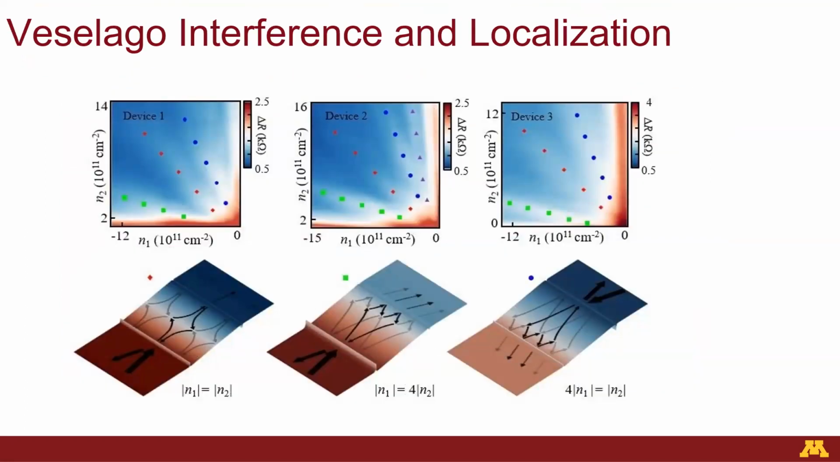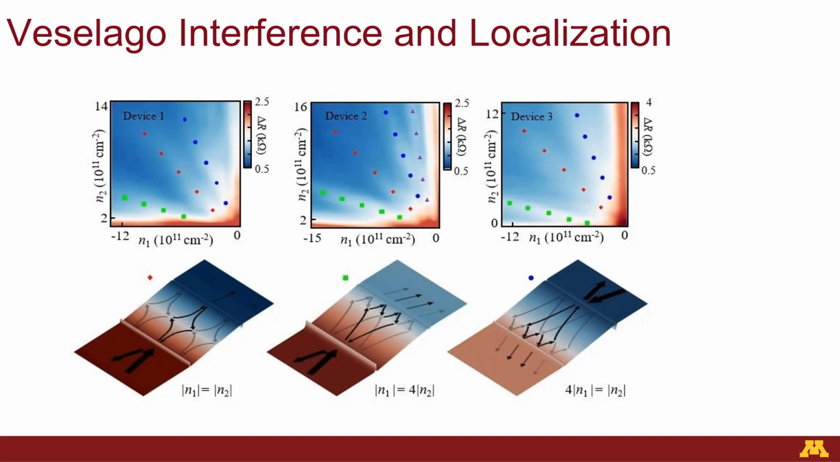Okay, going to the next, we have a zoomed-in picture of the Veselago interference transport signature that we just talked about. The resistance peaks are visible at N1 equal to N2, N1 equal to 4N2, and 4N1 equal to N2, which correspond to the red diamond, green square, and blue circles that I have marked here. The following three images below present the carrier density distribution and the trajectory of carriers inside the cavity for different cases.